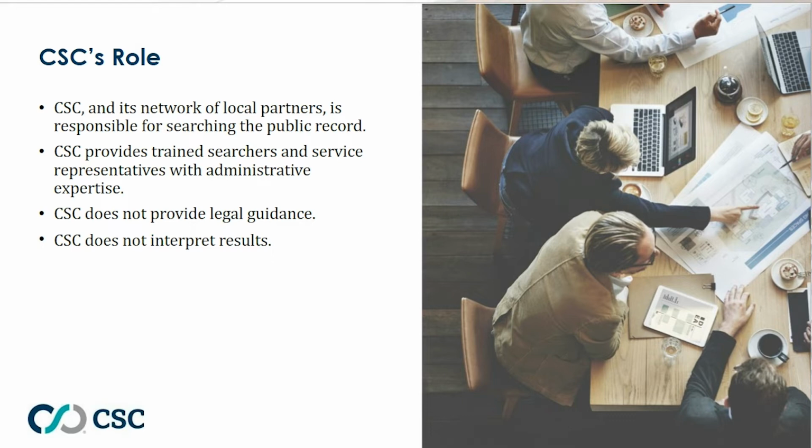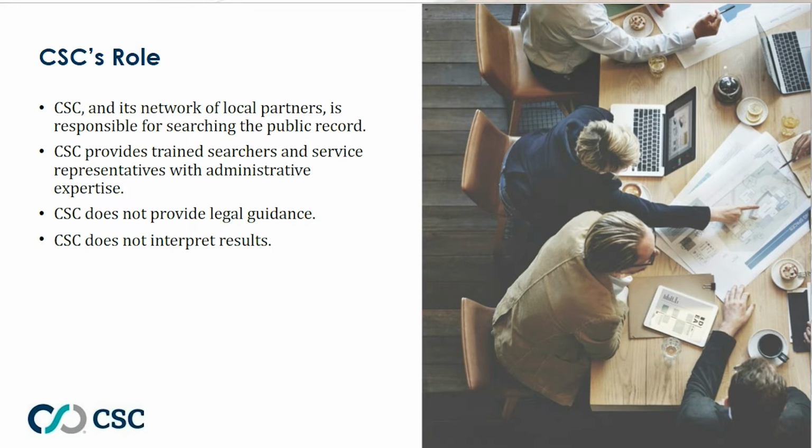So CSC's role as the searcher. CSC and its network of local partners is responsible for searching the public record. We are searching the names that you provide to us. We do not build the databases. We are not responsible for any errors on those databases. But again, we have the expertise in knowing how to run the searches and getting you the results in a timely manner. Many of our searchers have been employed with CSC for decades. They are a wealth of information and knowledge. And of course, your service representatives, such as me, are there to guide you through the process.